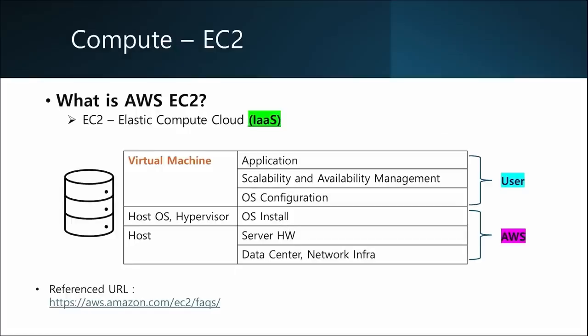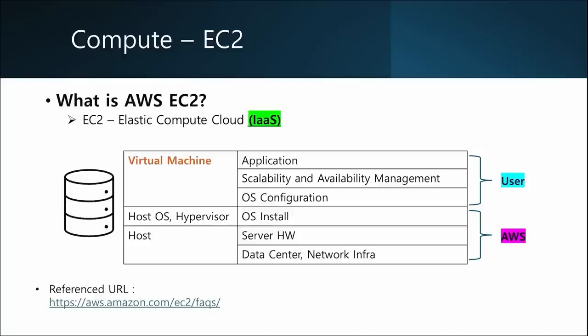First is EC2, the most frequently used service in AWS. The full name of EC2 is Elastic Compute Cloud, and it is an IaaS service that provides servers. If we use a server in an IDC center, we will need a server rack, network infrastructure, and an OS for the server.